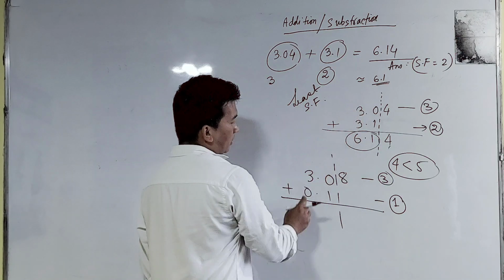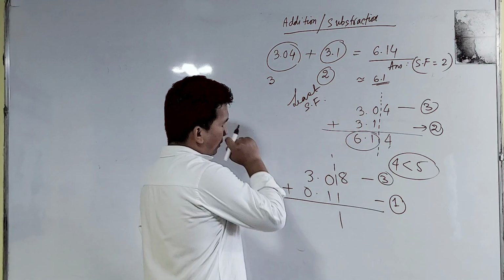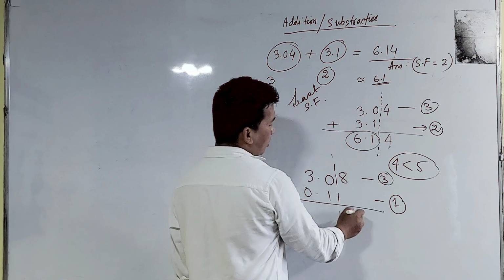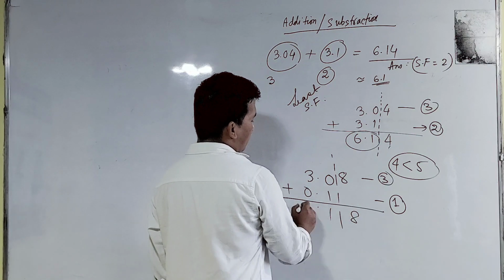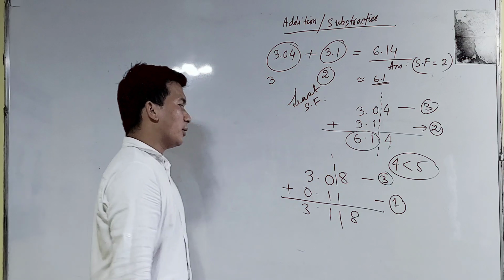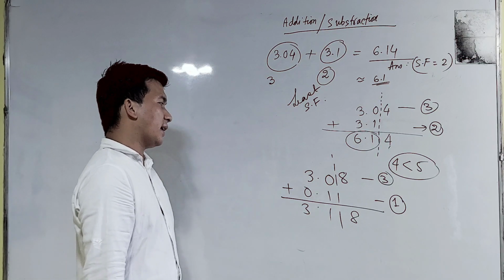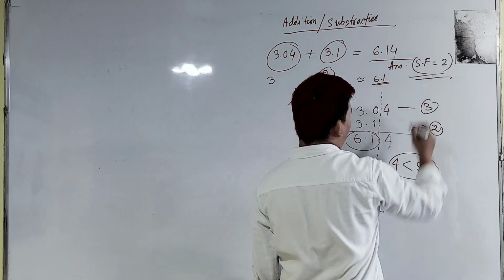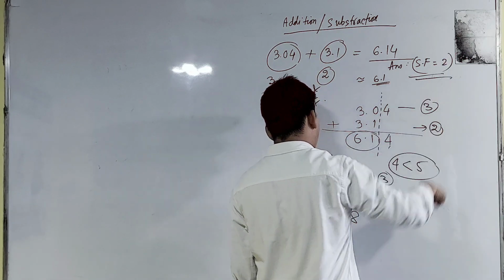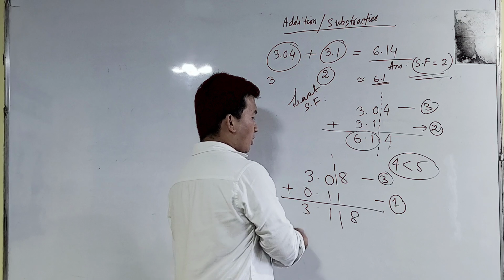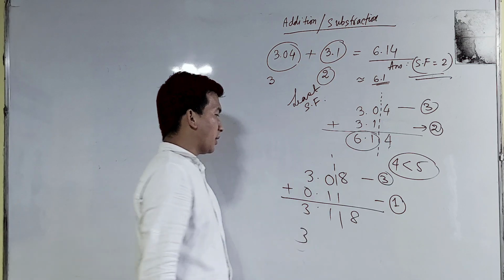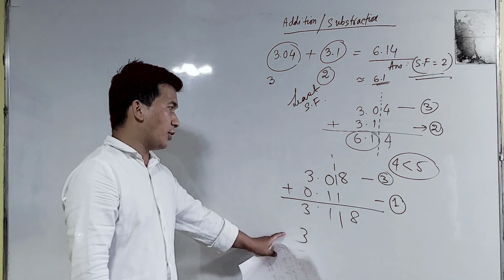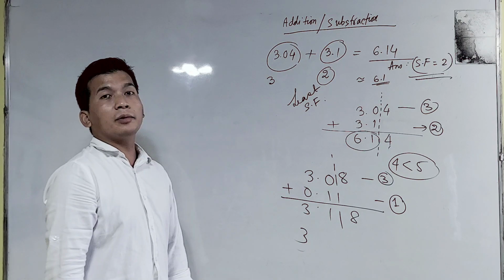We are going to take up to this digit, so the direct answer will be 3.18. According to our concept of least significant figure, if we apply the same logic here, then our answer is going to be 3.1, but it will be wrong.